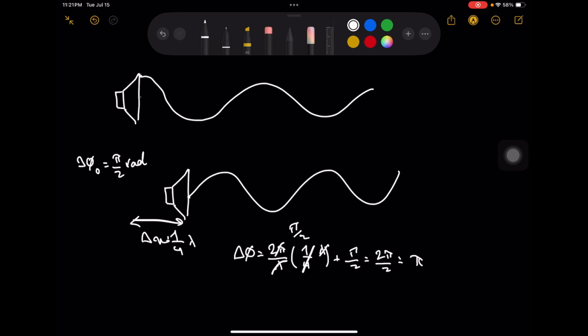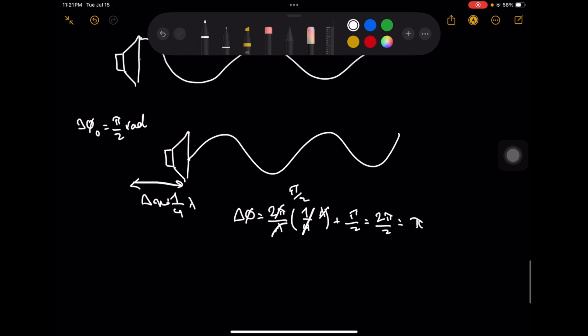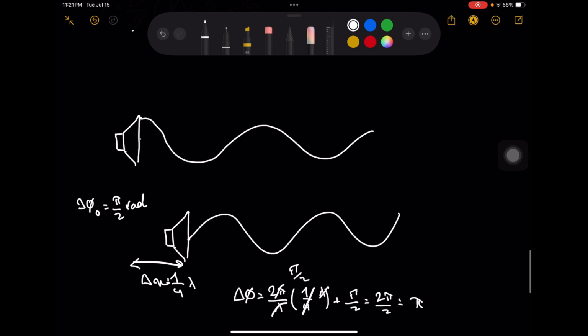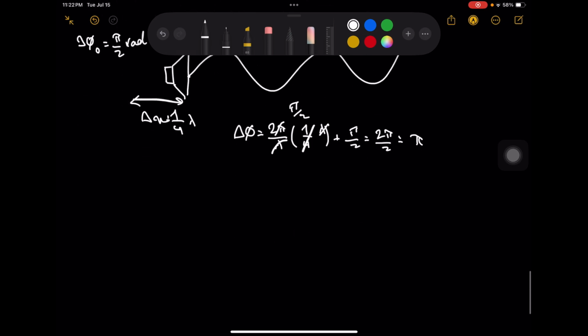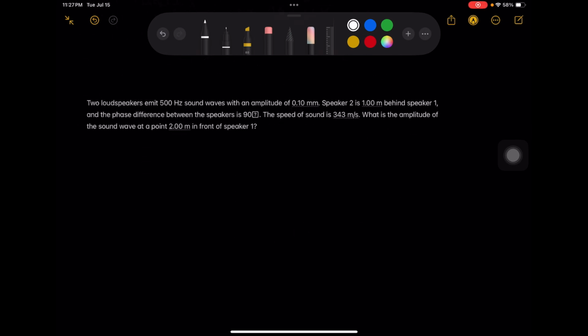So that's how we can understand interference in one dimension: when two sound sources are combined together, how we can find the phase difference of the waves. We basically try to calculate the phase difference of the waves using the phase difference of the sources. So now let's try to do two examples. Pause the video and try to solve this problem.